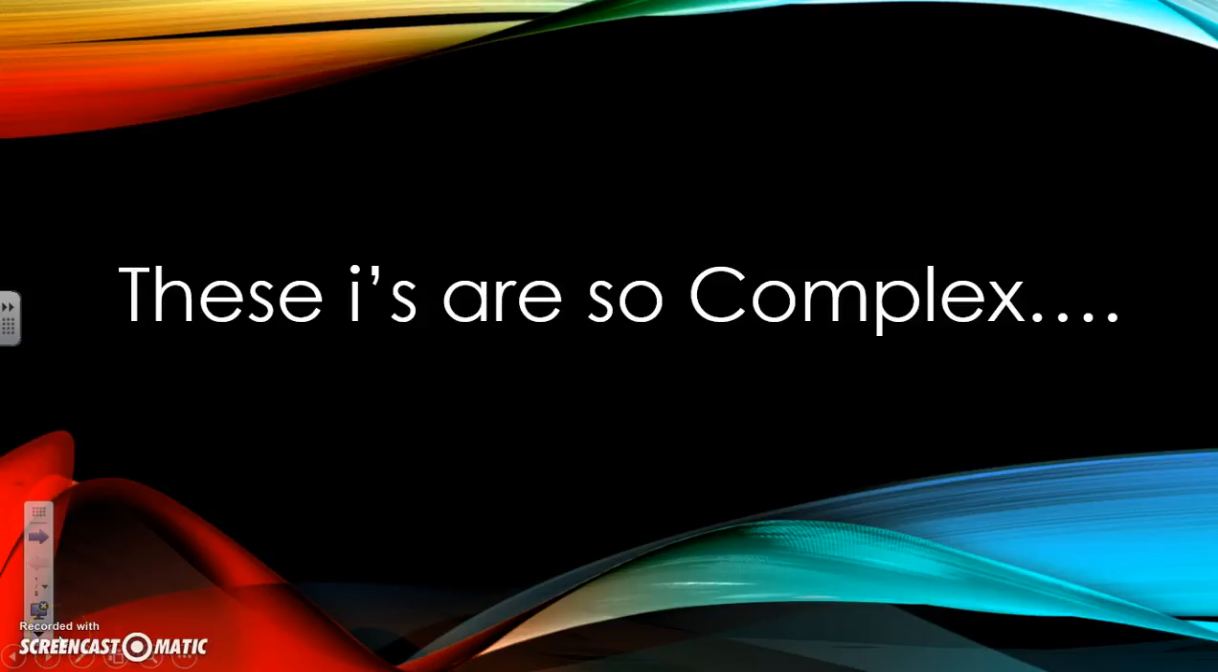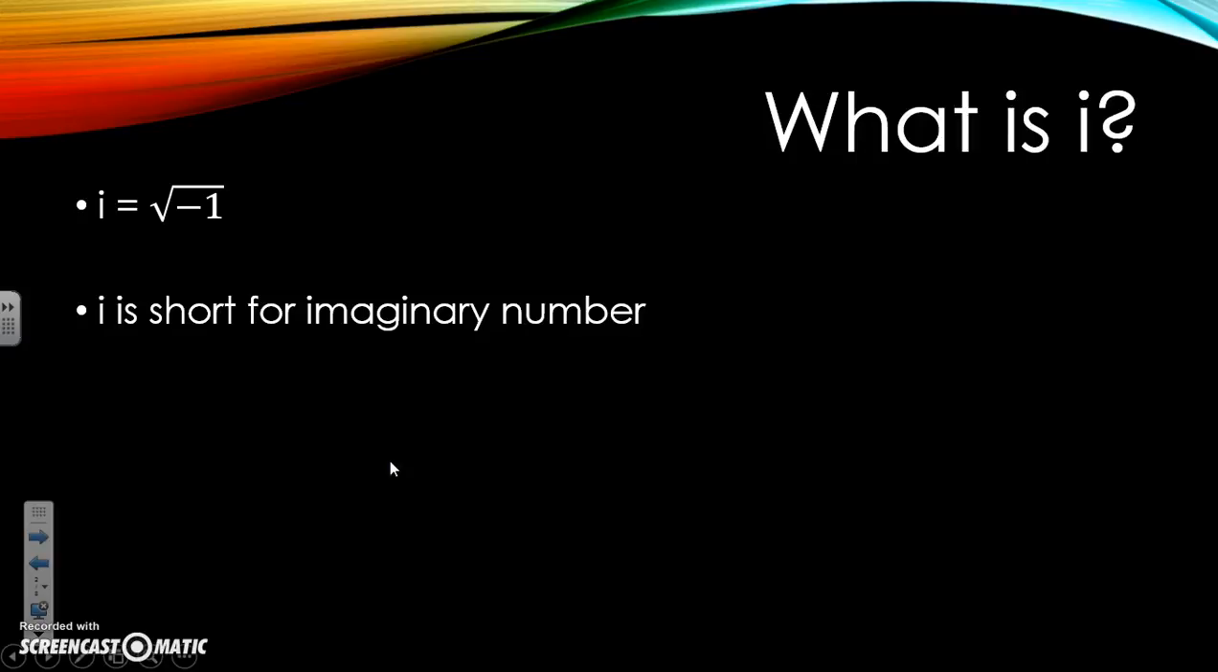So today on our talk about complex numbers, we're going to talk about i's. And by i, I don't mean myself. I actually mean a certain number. So what is i? i is technically the square root of -1.